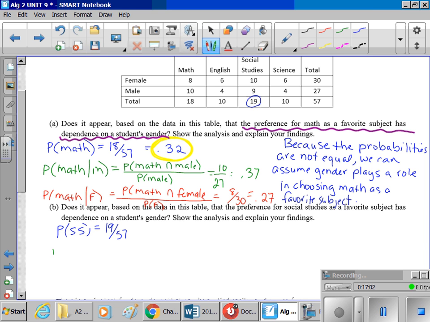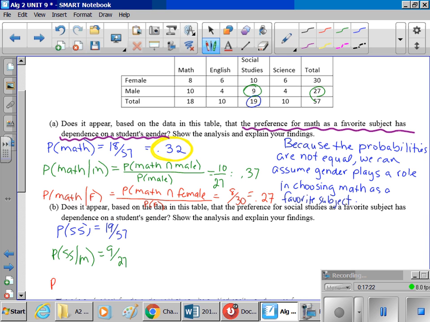So now, what's the probability of social studies given a male? That's going to be the probability of social studies and male, which is 9, over the probability of all male, which is 27.